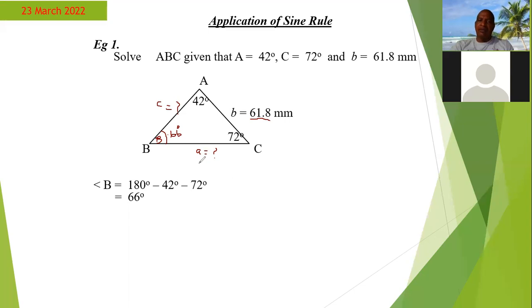So if we're going to solve now for the side A, then we have to put the side A over the sine of A. So we have to use this part of the rule that says A over sine A is equal to the side B over sine of the angle B.